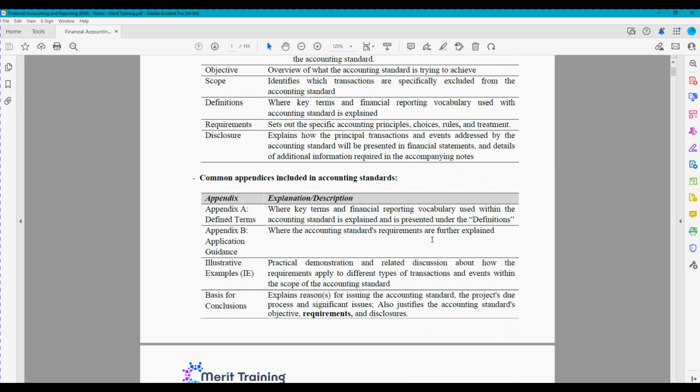So in terms of appendices in the accounting standards, it typically has defined terms. Obviously that's self-explanatory. Application guidance, which is a bit more qualitative, explaining how it might actually be applied. Some examples of it in practice, and then a basis for conclusion, which is basically explaining the reason for the accounting standard and the standard's objective, requirements, and disclosures in summary.